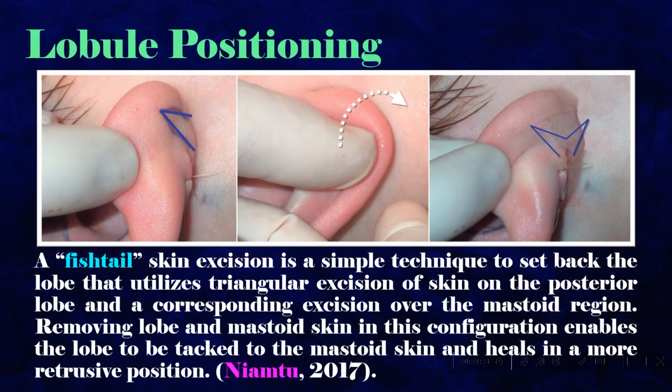A fishtail skin excision is a simple technique to set back the lobe that utilizes triangular excision of skin on the posterior lobe and a corresponding excision over the mastoid region. Removing lobe and mastoid skin in this configuration enables the lobe to be tacked to the mastoid skin and heals in a more retrusive position.